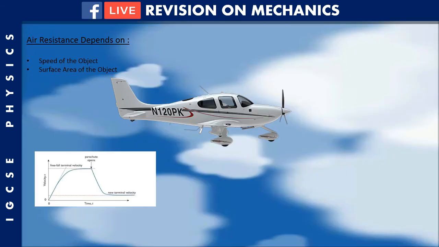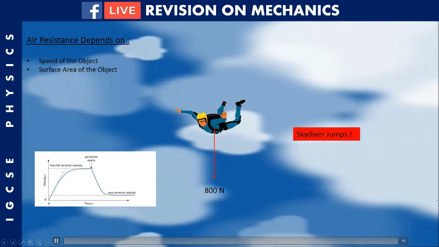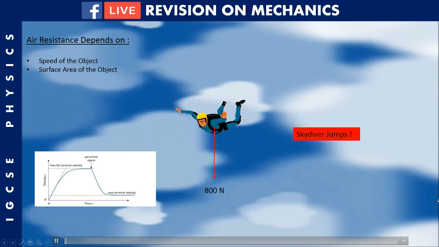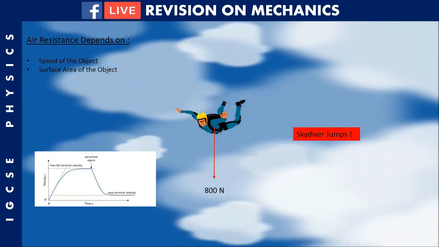Okay, so let's start. Here you can see a plane, and here we have a person whose weight is 800 Newton. So what will happen? The person will jump. In this case, the person jumps, and initially the only force acting on this person is the weight.